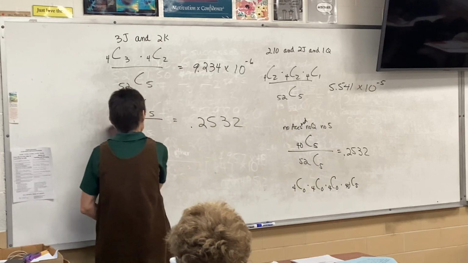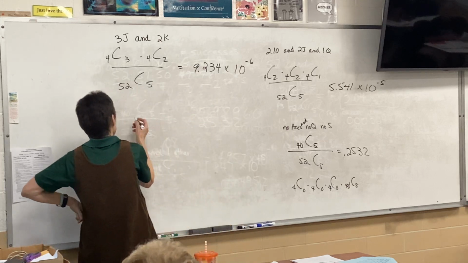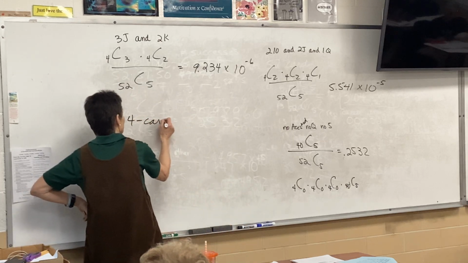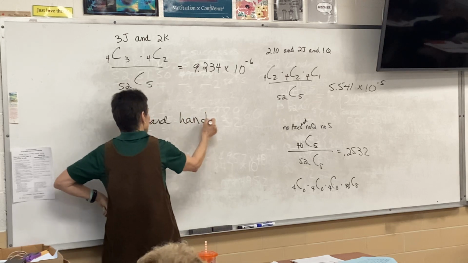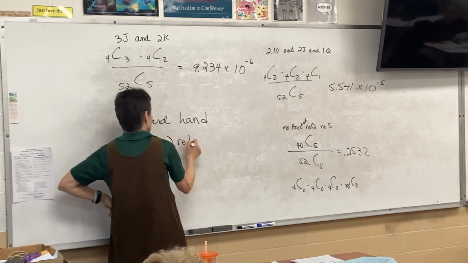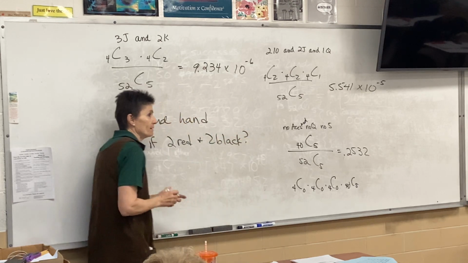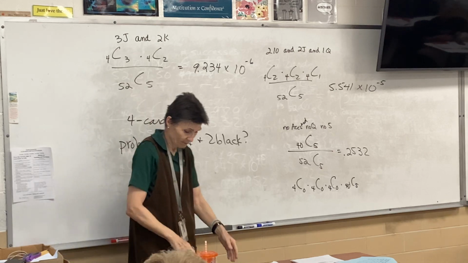Okay? All right, so real quick, I'm going to give you a problem to do, and I want you to type it in and give me a decimal, everybody. All right, so we're going to have a 4-card hand. What's the probability of 2 red and 2 black? All right, so do that for me. Set that up and solve that problem.